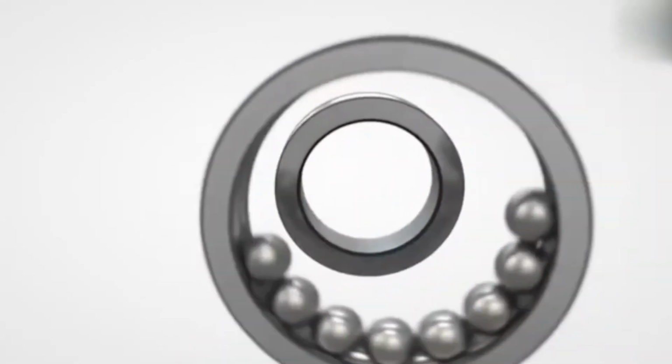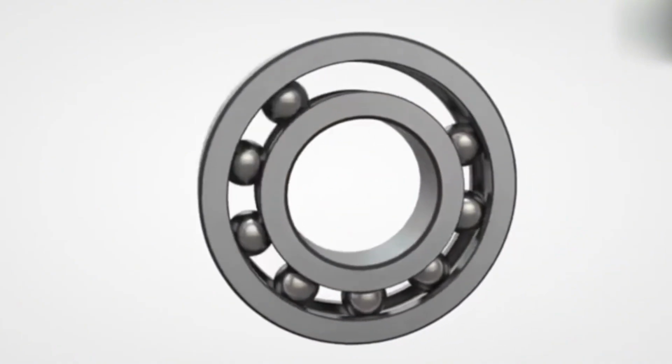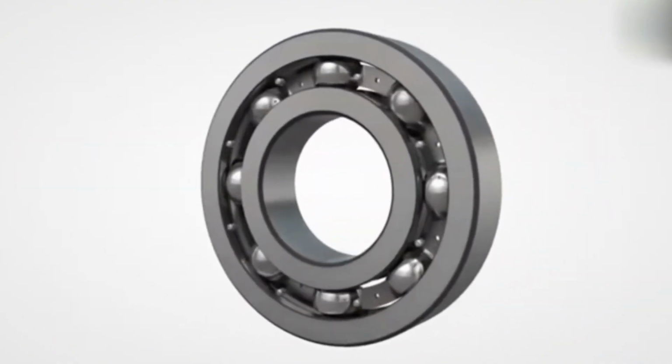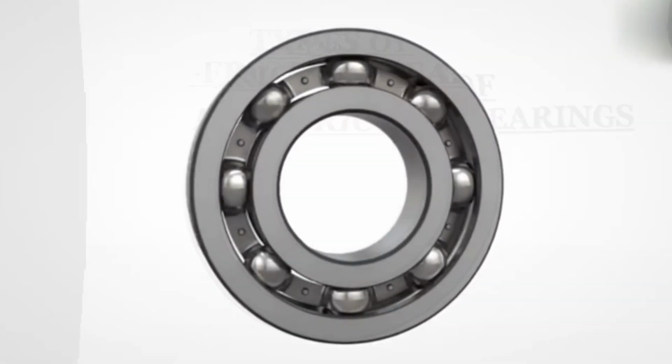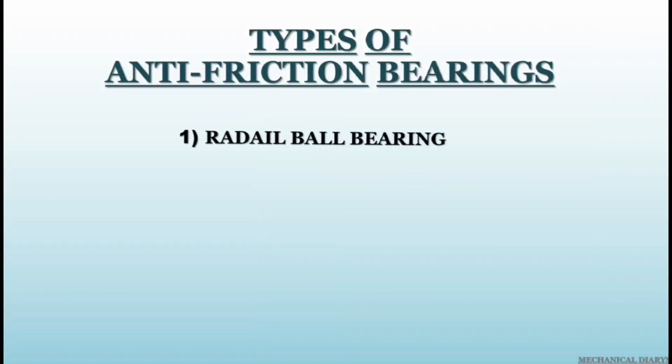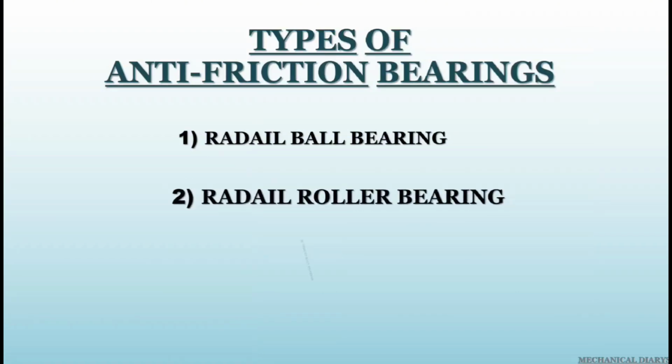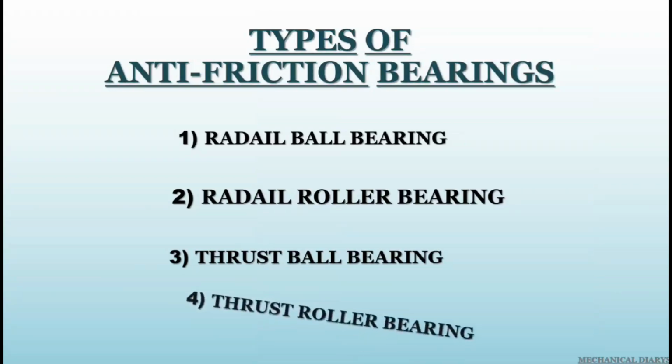First, what is an anti-friction bearing? An anti-friction bearing carries the shaft thrust and radial load, so mostly this type of bearing is used in all types of pumps and compressors. There are 4 types of anti-friction bearing used in pumps and compressors: first radial ball bearing, second radial roller bearing, third thrust ball bearing, last thrust roller bearing. All 4 bearings are used in pumps and compressors.